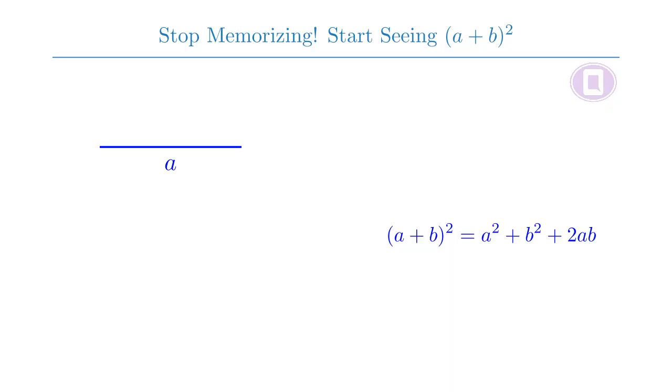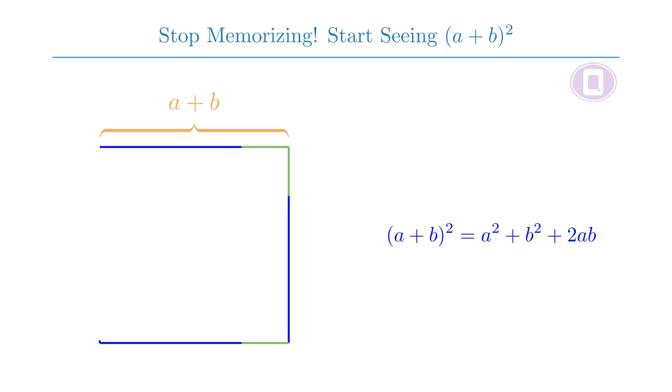Let us begin with a simple segment of length a. Now we extend it with another segment of length b. Together they form a total length of a plus b. Now imagine forming a square whose side length is a plus b. Let us complete the square.